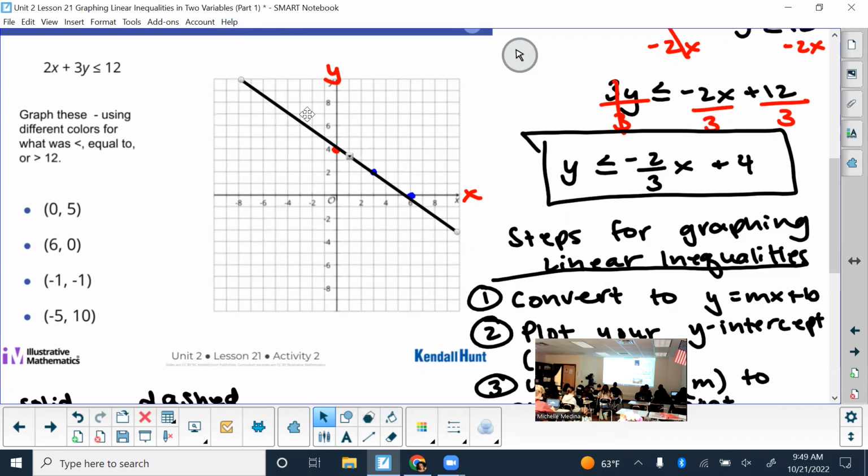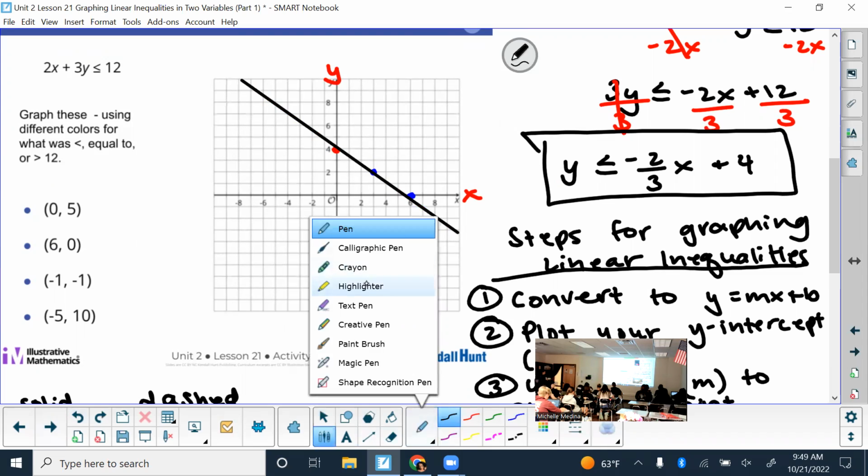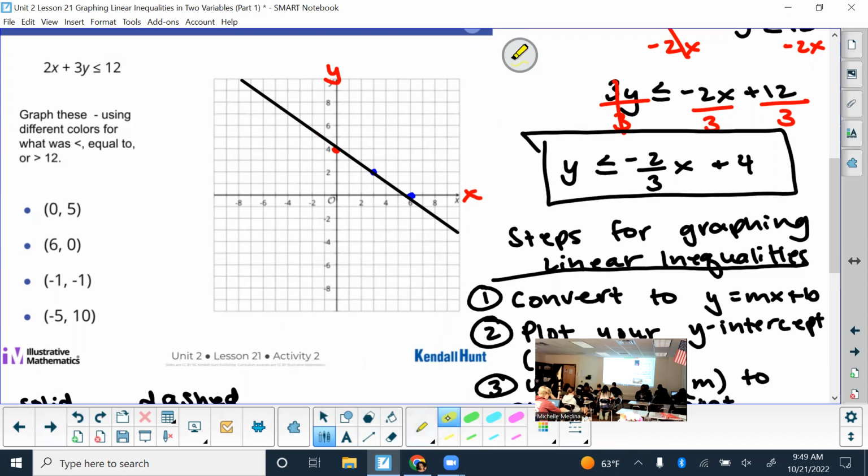Just draw as straight a line as you can. It will be solid. Will it be shaded above or below? Below, because it matches our key. You would have to memorize that later on, like on the unit test. But since it's less than, we're basically saying that the y values are smaller than the line. So if that is easier to remember, that's what I do.